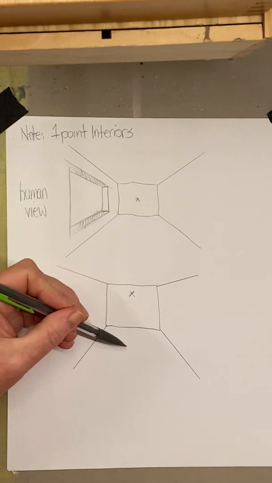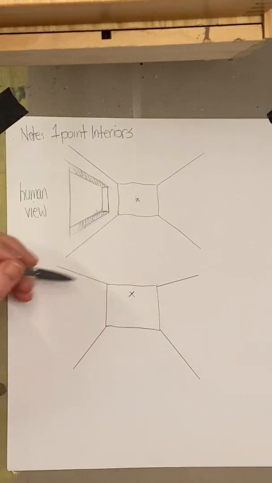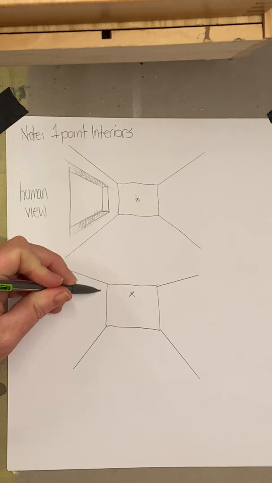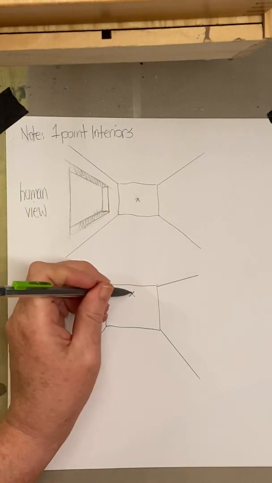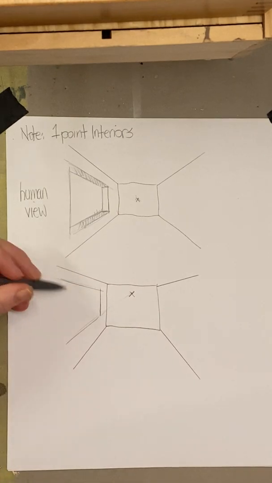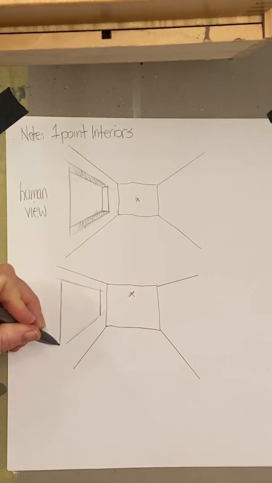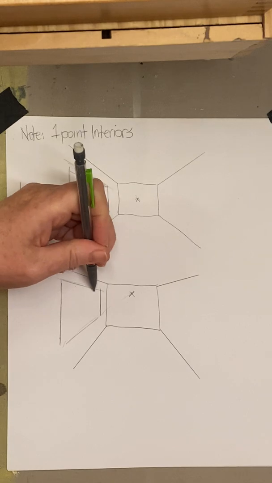Remember, this is the ceiling. We are way up high in this room. Once again, I'm going to add a window. Straight up and down, bottom's going to go from the X, the top's going to go from the X. Draw this side.